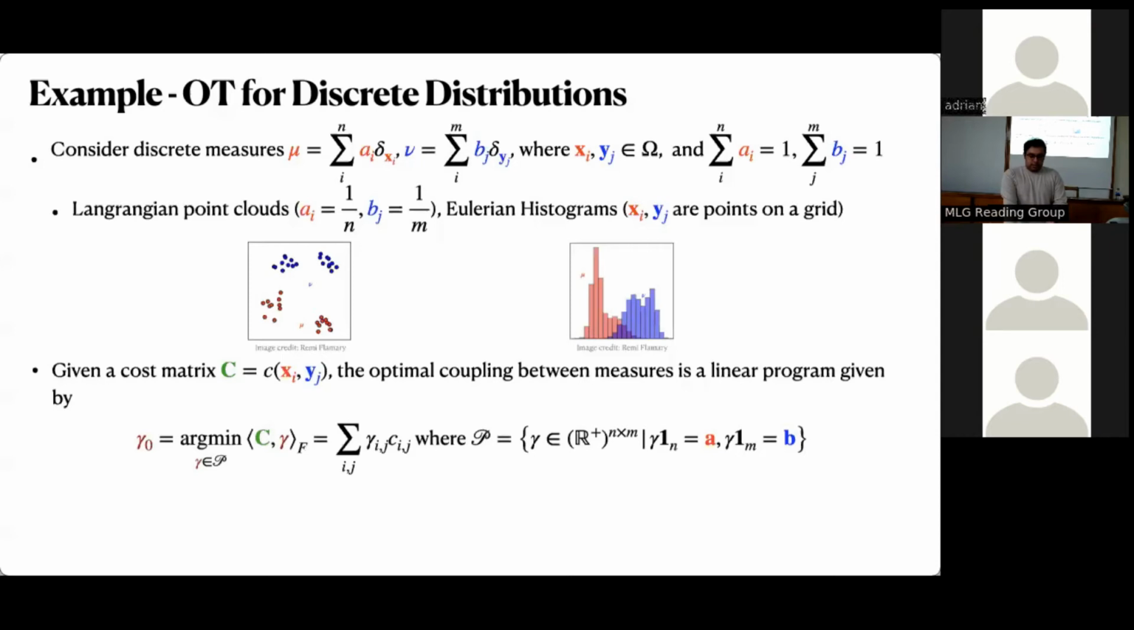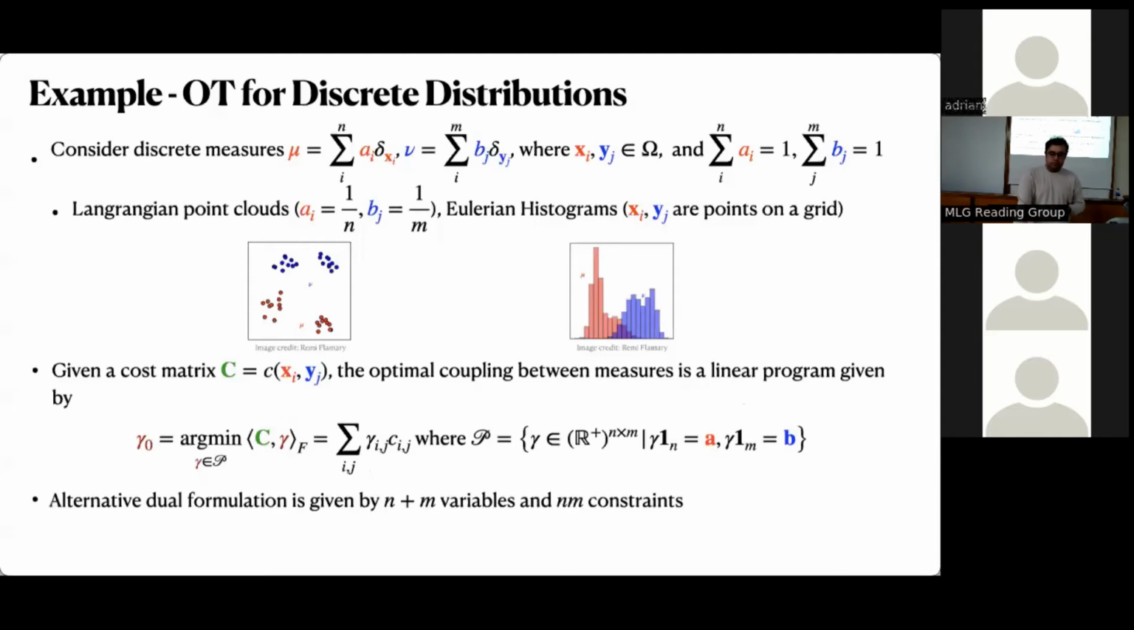Now, this thing you can actually concretely solve using linear programming. You have n times m variables, and you have n plus m constraints. The n plus m constraints here are that the gamma_i's, if you sum across the row, should equal a, and the gamma_j's, if you sum across the columns, should equal b. And then for all gamma_ij, you want to find the optimum.